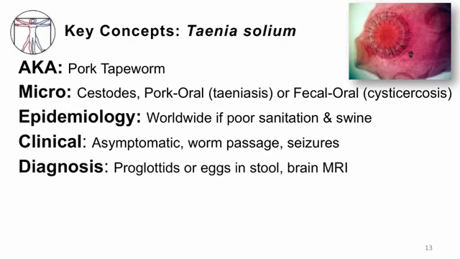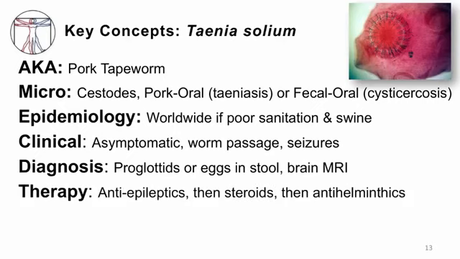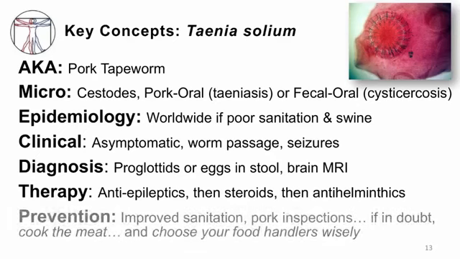You make a diagnosis checking the poop for proglottids or eggs, or by looking for neurocysticercosis using an MRI or a CT scan. We always treat those seizures aggressively. We always tamp down the immune system, and then, and only then, go after the worms in the case of neurocysticercosis. We prevent this by better sanitation, better pork inspections. If in doubt, for God's sakes, please cook that pork. And also, choose your food handlers wisely.